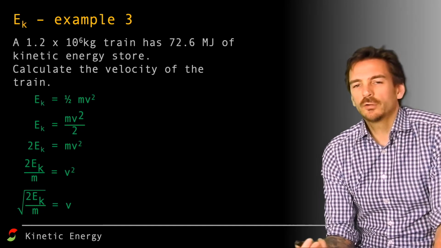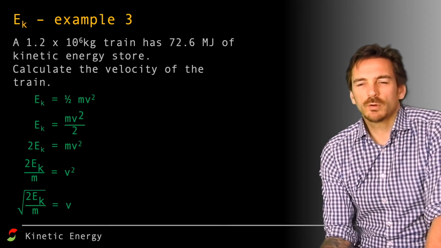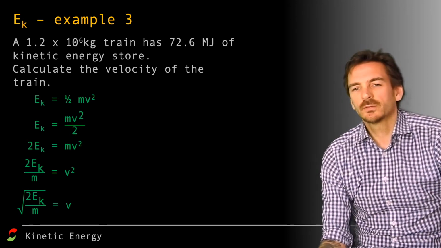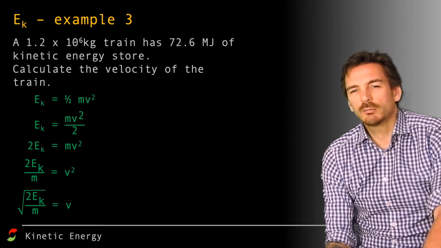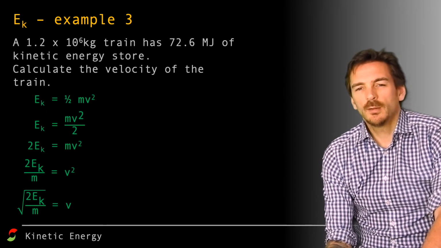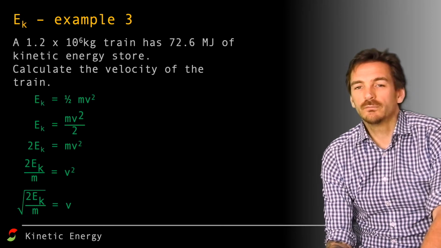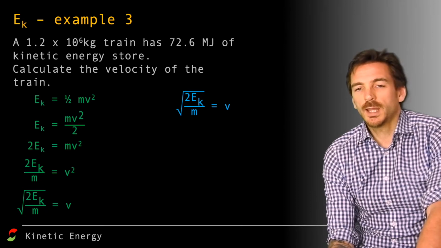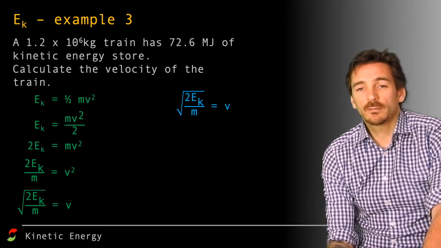So that's quite a tricky process involving probably one of the hardest equations at GCSE or IGCSE physics. So if you're thinking of trying to aim for a grade 8 or a grade 9, do practice rearranging that equation so you can get v equals the square root of 2Ek over m. Now this is the equation that we can use to calculate the velocity.